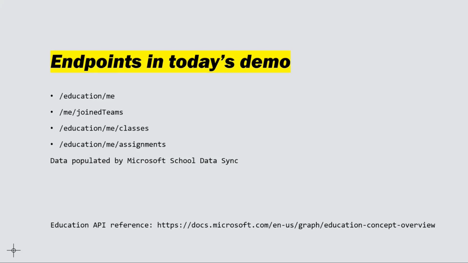The education me classes is the same as the groups endpoint, but it's filtered to the type of group which is a template of a class. Inside education, we have the concept of a class team, and you get thousands of these made every academic year in a typical high school. In a tenant, you might have hundreds of thousands of these. So this endpoint filters it down so you can just retrieve the class groups that you're a member of. And the me assignments endpoint, this is specific to education. So there is no alternative in the standard Graph endpoints.